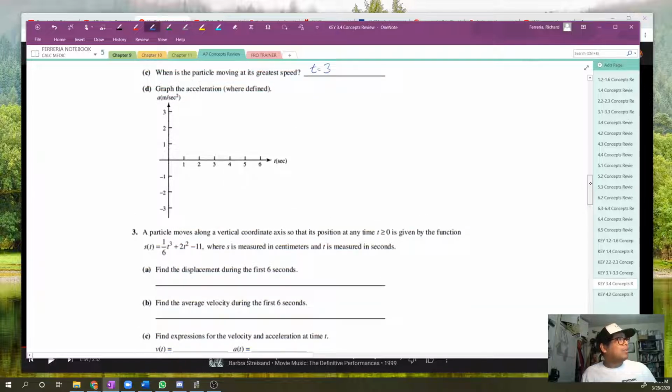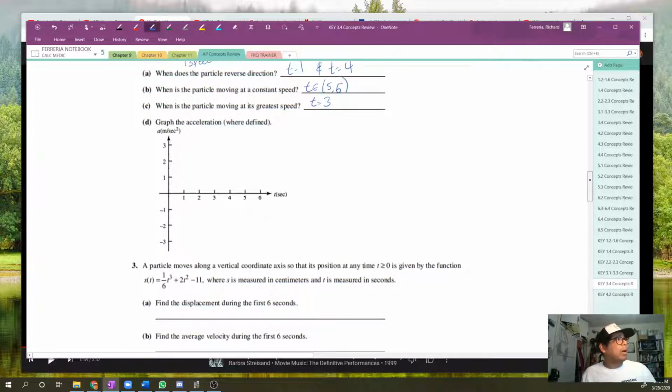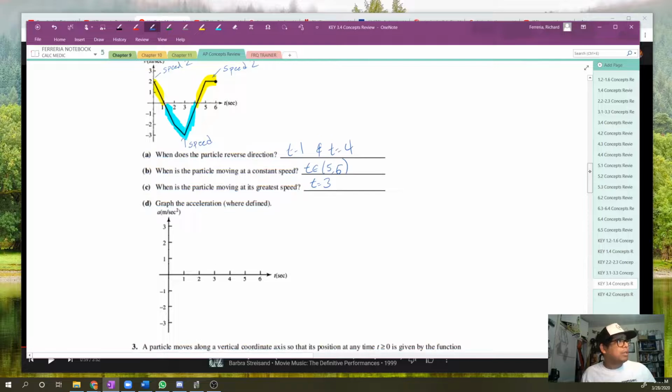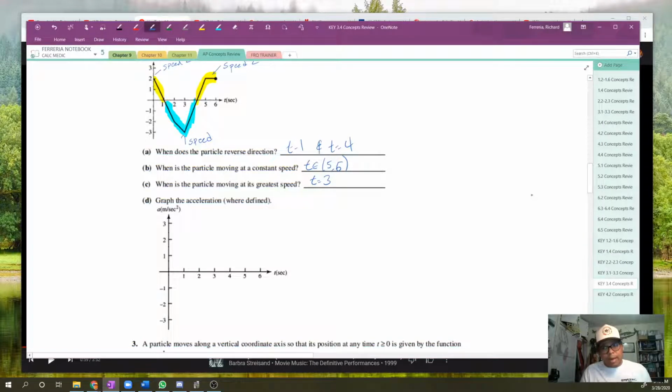We're now being asked to graph the acceleration where defined. So I'm going to need both of these graphs on the same page here. Now this is very similar to what we were saying when we were translating the position graph to velocity. Now we're transitioning from the velocity graph to acceleration. So we're just looking at the slopes at all the different places. So I think from t equals 0 to t equals 2, we've got the same slope.